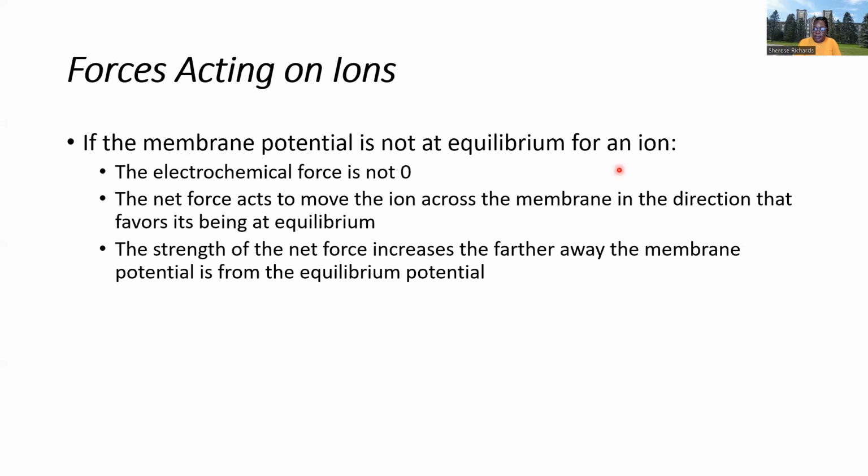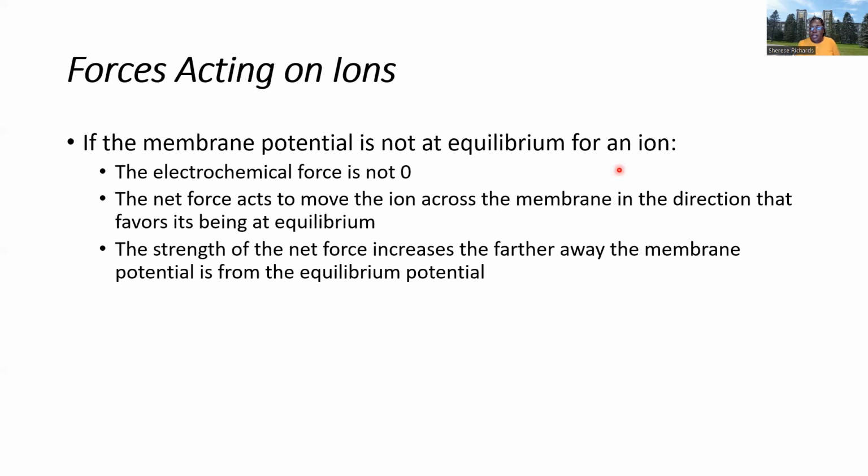Okay, potassium's equilibrium potential is -94. Therefore, potassium is going to want to remove itself from the cell to get closer to its equilibrium, which is even more negative than the resting -70 value, right? It's -94. So the strength of the net force increases the further away the membrane potential is from the equilibrium potential of that specific ion.